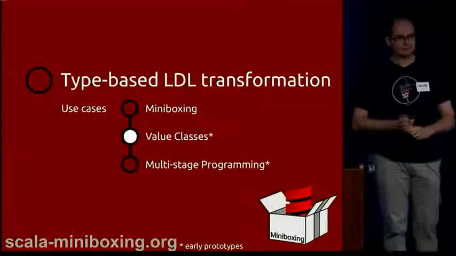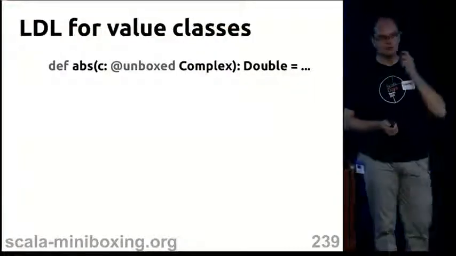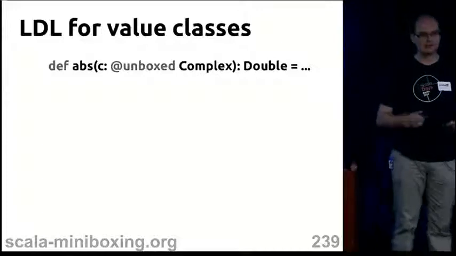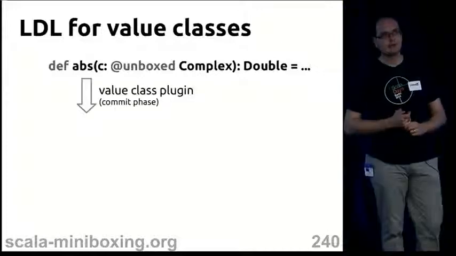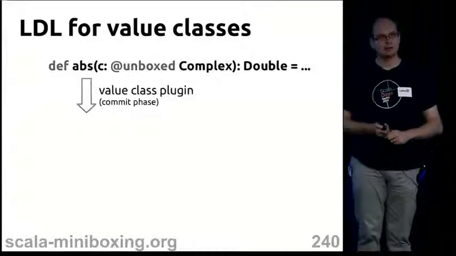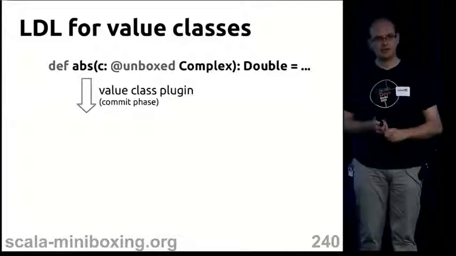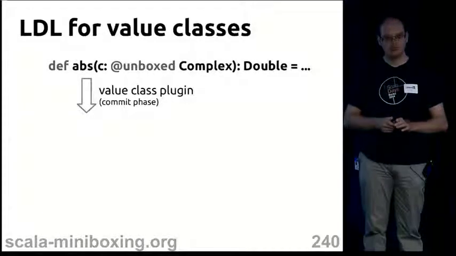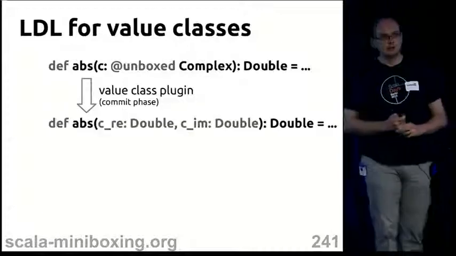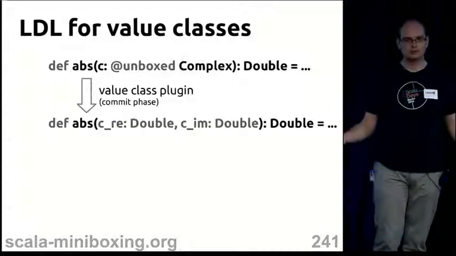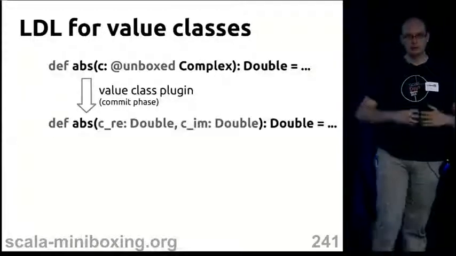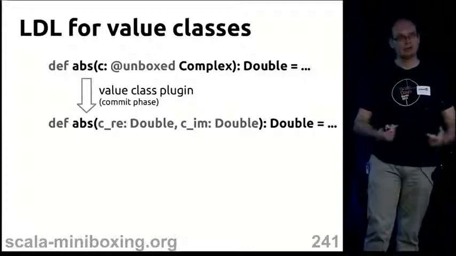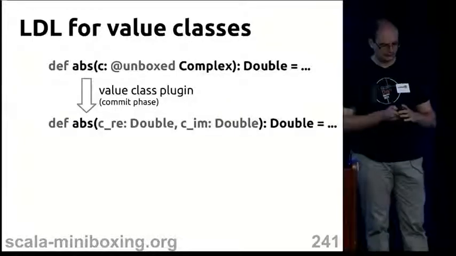Okay, value classes. I'm going to talk about one of the examples I gave in the introduction, because all of them are pretty much the same. There's no real difference. But the point is, this time it happens during the commit phase. We know, for example, in the abs method, that c is an unboxed complex. So how do we translate it? We just split up the fields. That's all. There is no fundamental problem with the fact that we just explode the parameters into two of them. And at the use site, when we call abs, it will just split up the value that it finds there.